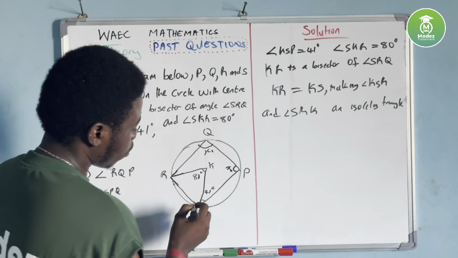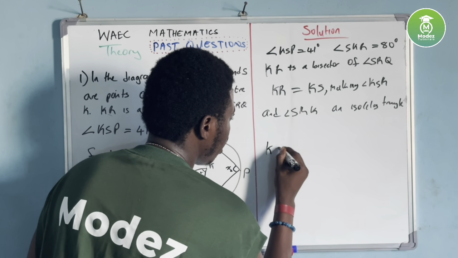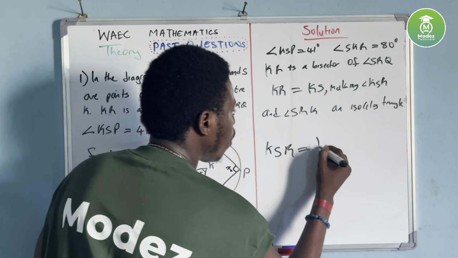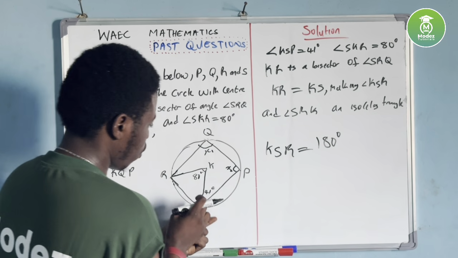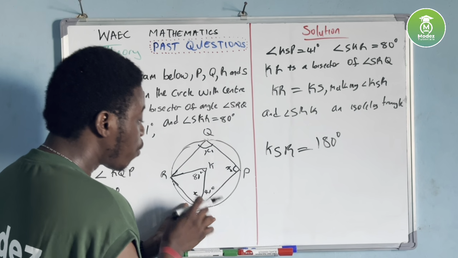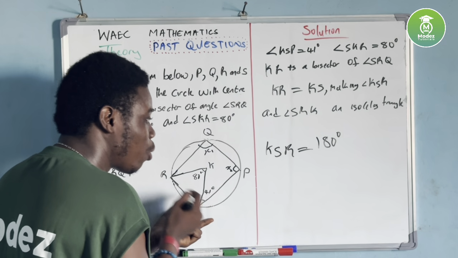So therefore, KSR is equal to what? Is equal to 180 degrees. We are looking for KSR, right? This particular angle here. This is what we look for first. But don't forget that once you get this, you will get this, because both of the angles are equal.